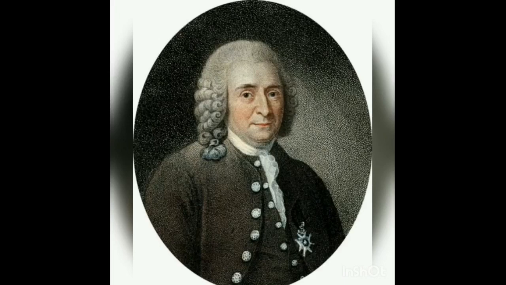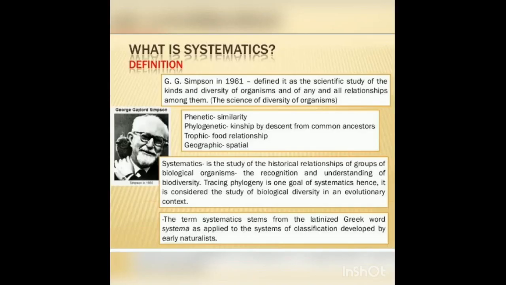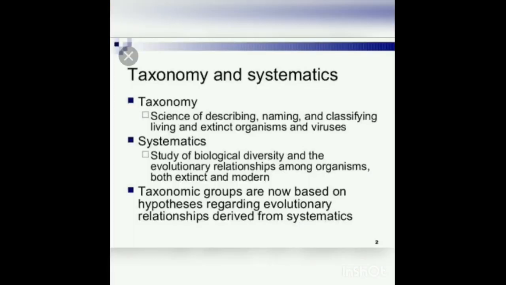So next is systematics. From the word itself you can understand system, sequence. The objectives of taxonomy and systematics are very similar. Taxonomy and systematics are both similar. Their goal is to classify organisms with stipulated rules. They use some rules to classify the organisms.